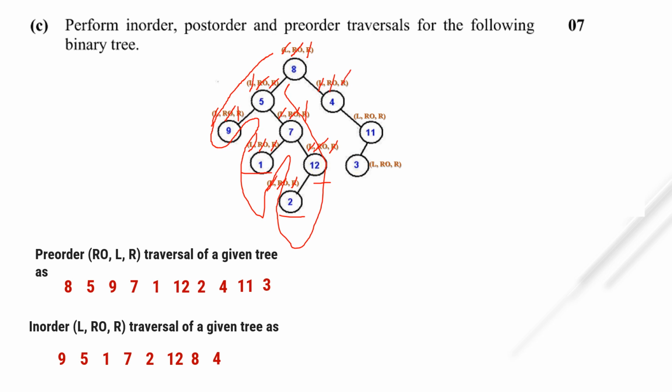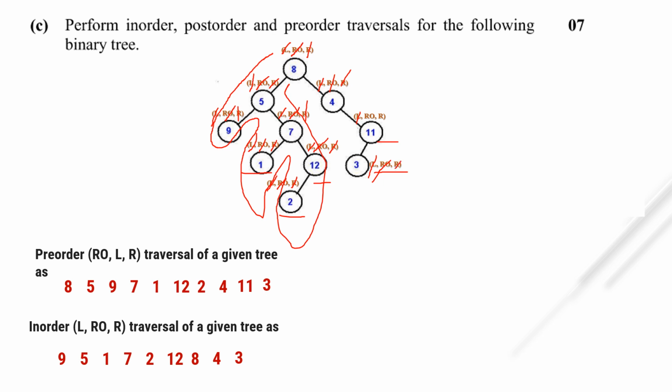Go to the right subtree of 4. When we reach the right subtree, 11 is the root node. Again apply in order. There is a left subtree. Yes, it is 3. There is no left subtree of 3. Process the root node. So the answer is 3.